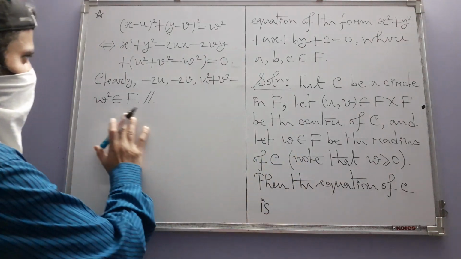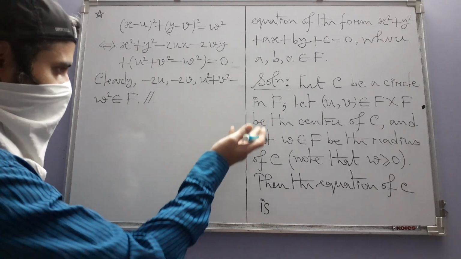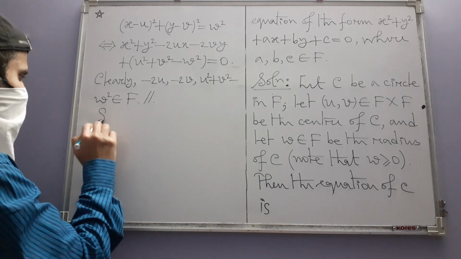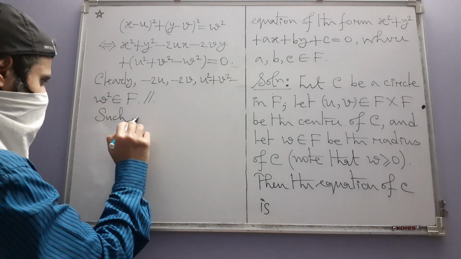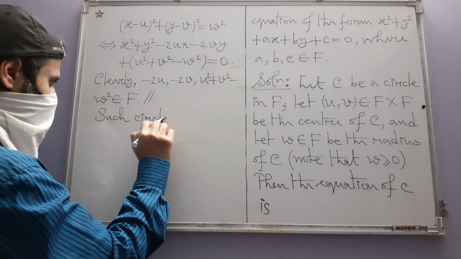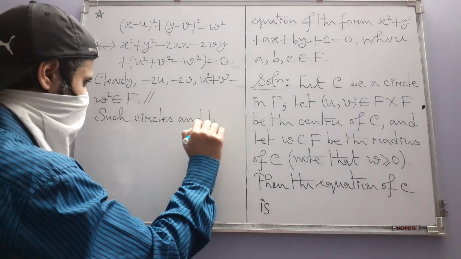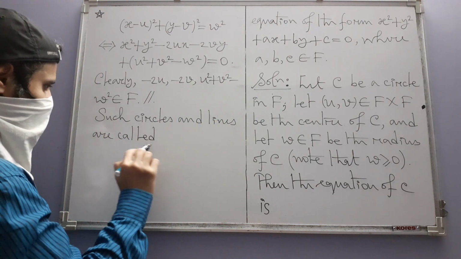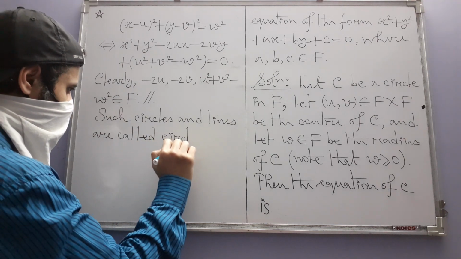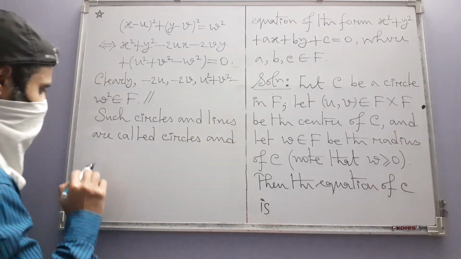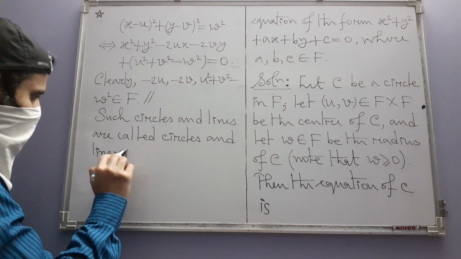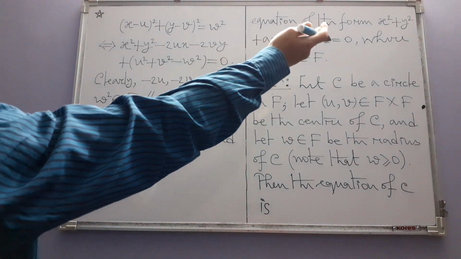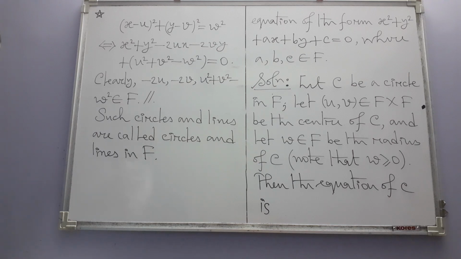And after these two claims which we have now proved, this line is there in the text. Such circles and lines are called circles and lines in F. Yeah, now it becomes clear why we were writing like that, in F.